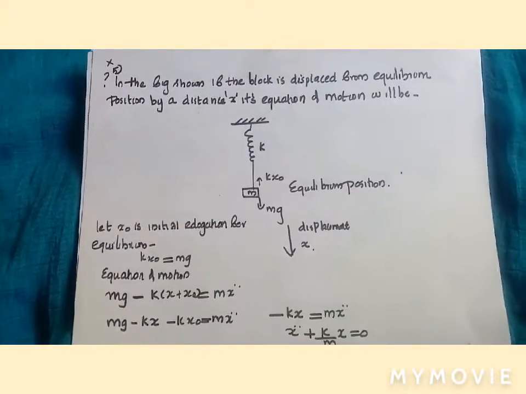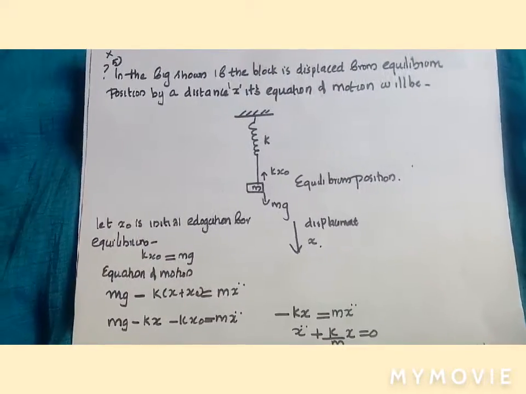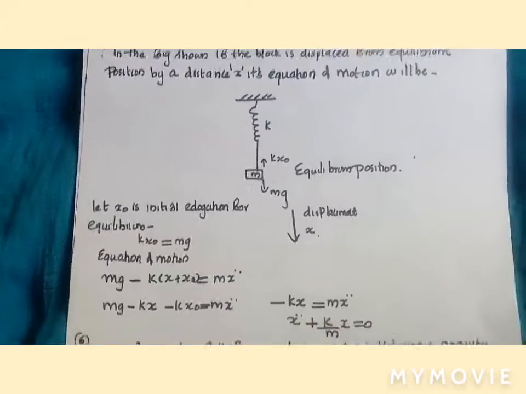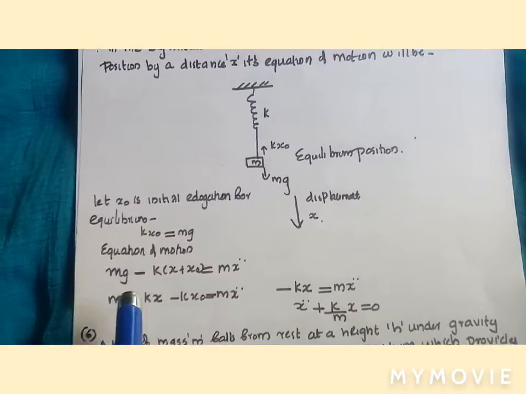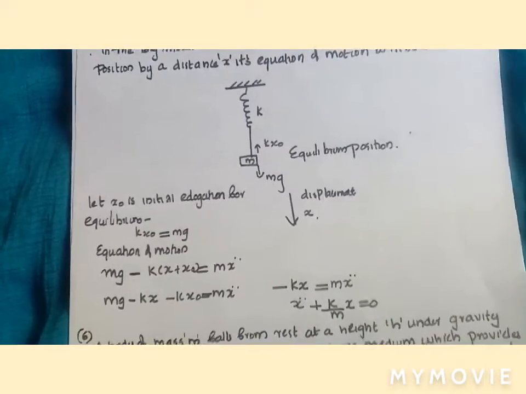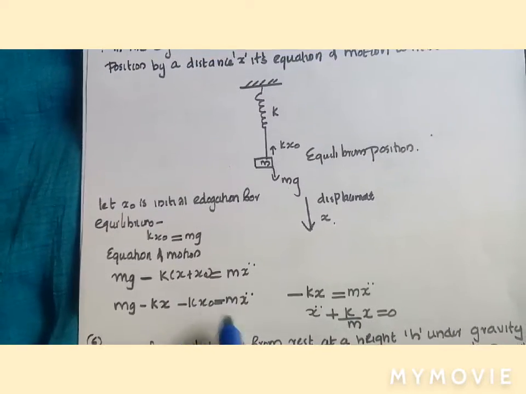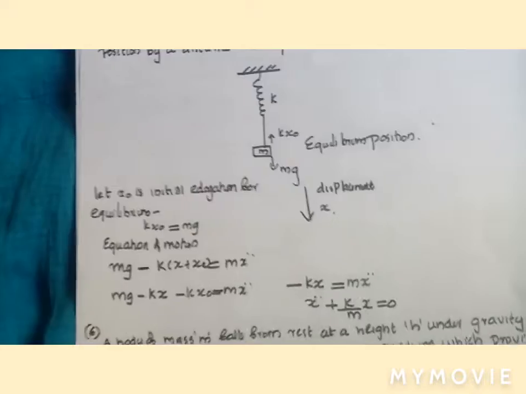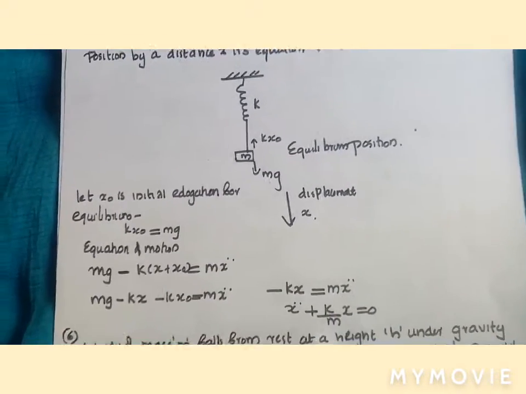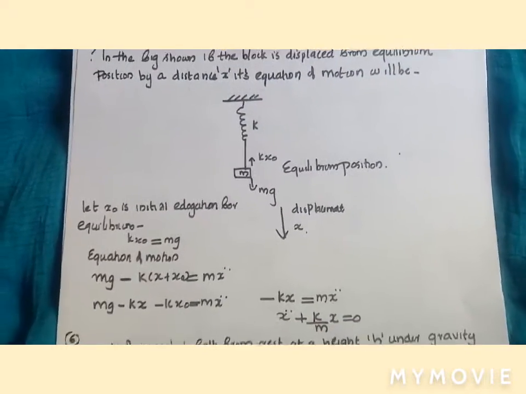The equation of motion changes after displacement. After displacement x, there is an additional restoring force kx. So the equation changes as mg minus k(x plus x naught) is equal to m x double dot. From that we know that kx naught is equal to mg, so this will cancel. So minus kx is equal to m x double dot, x double dot plus k by m into x is equal to 0. This is the answer.